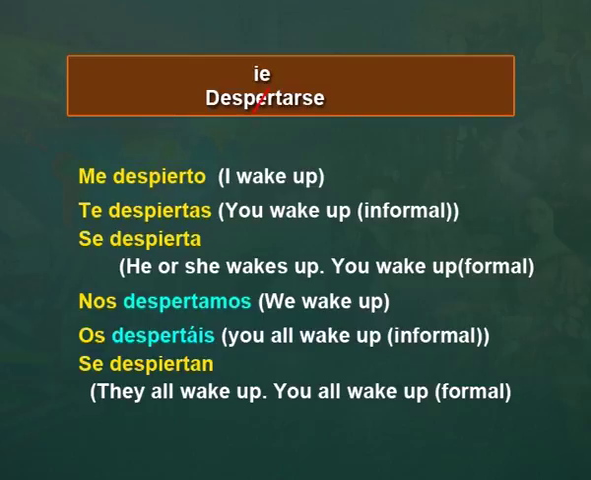Me despierto, I wake up. Te despiertas, you wake up, informal. Se despierta, he or she wakes up, or you wake up, formal, usted. As we know that the first and second person plural do not change, nos despertamos, we wake up.